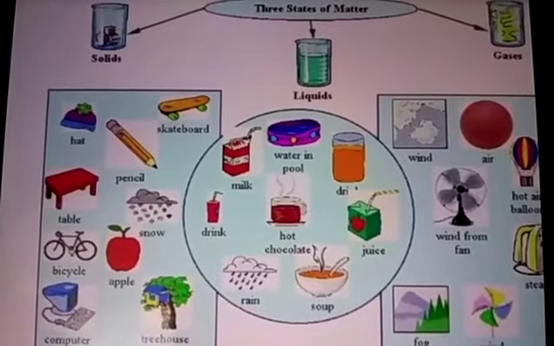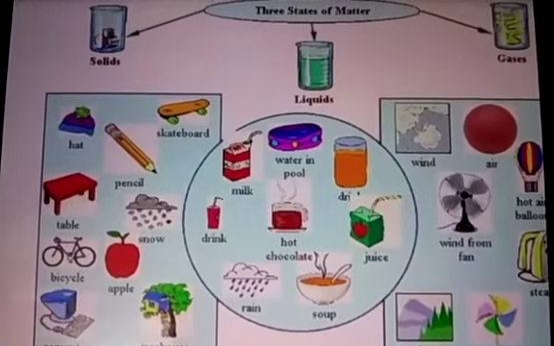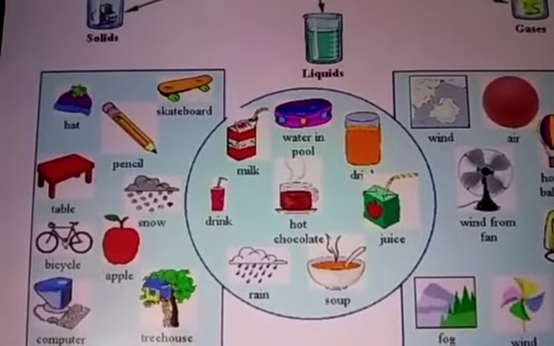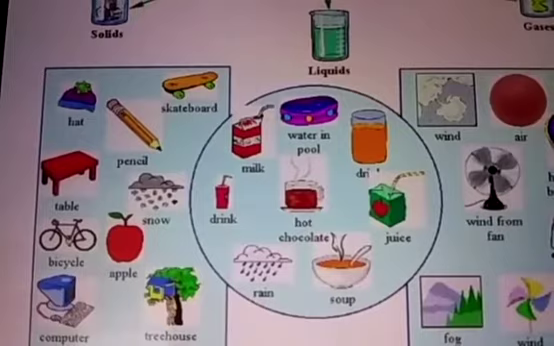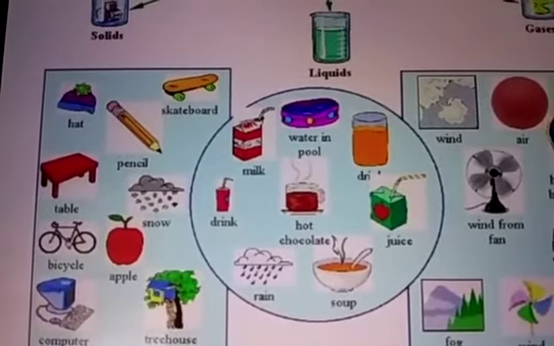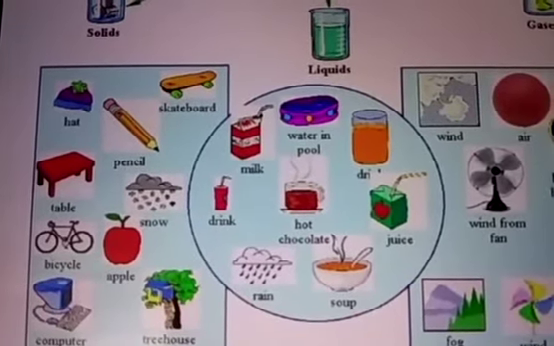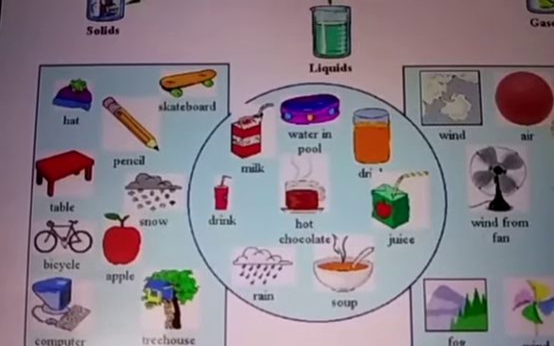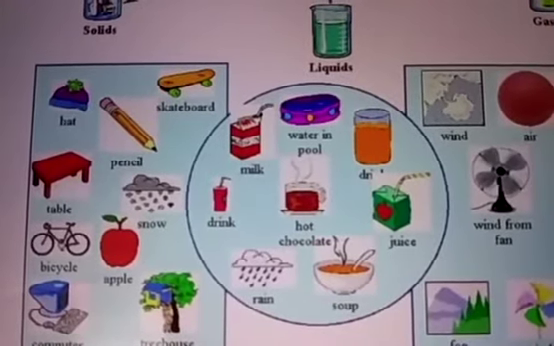Another property of solids is that solids do not flow. That is, they cannot be poured into another container. For example, you keep a book on the table. The book will stay on the table unless you move it somewhere else. It will not flow and go somewhere. So solids do not flow, and they cannot be poured into any other container. Did you understand? This is the property of solids.